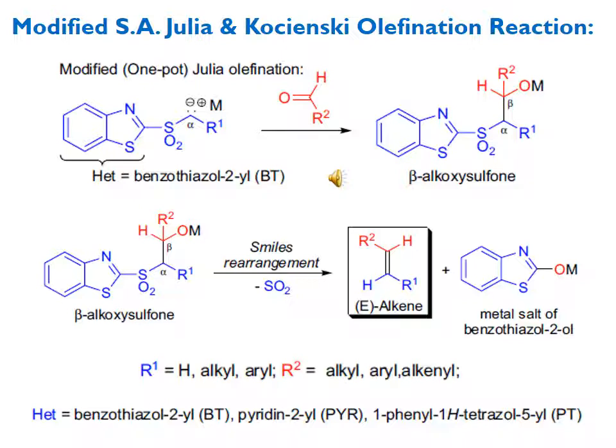And the HET, heterocyclic aryl group, which is attached to the sulfone, and this hetero can be benzothiazole-2-yl, BT, which is shown here, and can be pyridine-2-yl or can be 1-phenyl-1H-tetrazol-5-yl, PT, which was shown by Kocienski for the same reaction. So this is the overall reaction which was modified by Julia, and we get one part synthesis of alkene.